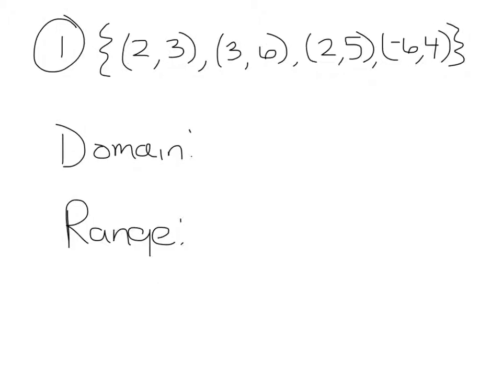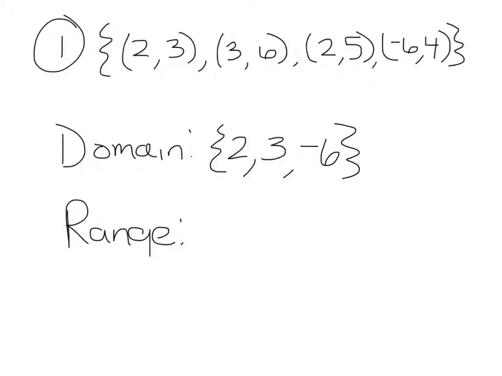All right, so let's start with a set of points. We have this set of points here, (2, 3), (3, 6), etc. And we just want to list our domain and range. So your domain, again, is your x values. Your x value in (2, 3) is just going to be a 2. Your x value in (3, 6) is a 3. Your x value in (2, 5) is going to be the 2, but we've already listed a 2 here, so we're not going to list it again. And then your x value in (-6, 4) is the -6. So there would be your domain, or your x values, of that relationship.